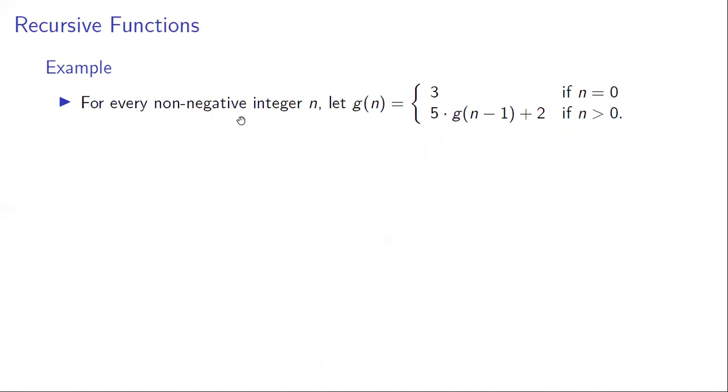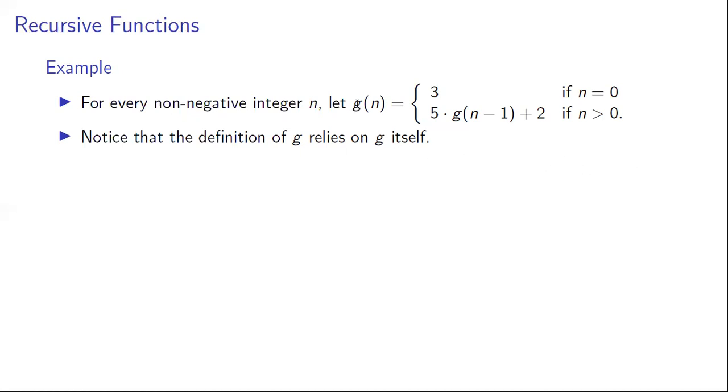which is defined as follows. For every non-negative integer n, let g of n equal 3 if n is equal to 0. Otherwise, if n is greater than 0, then g of n is 5 times g of n minus 1 plus 2. Notice again, the definition of g relies on g itself. So g is a recursive function.